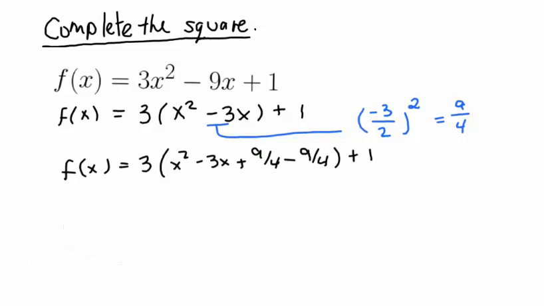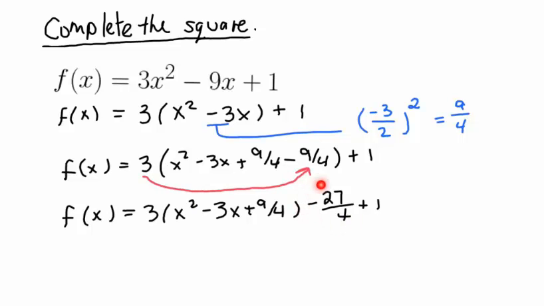Alright, we're almost there. It's these first three terms here that are going to become our perfect square trinomial. So we need to somehow remove this -9 over 4 from the brackets. And we can do that by multiplying it by 3. And that's going to give us this -27 over 4 outside of the brackets.